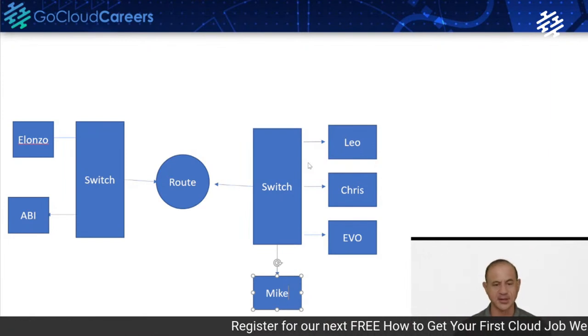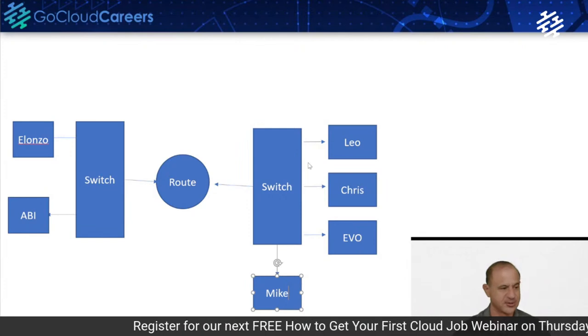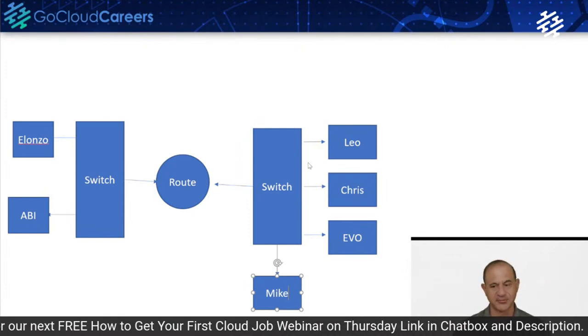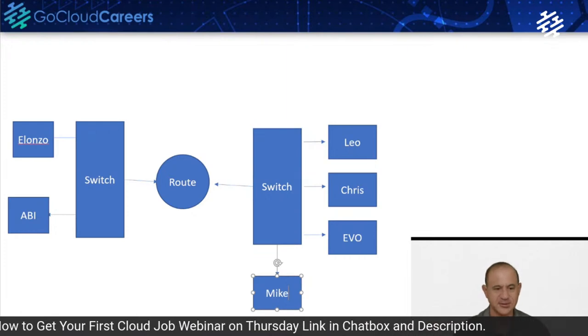But because of the routing, that enables us to do things like access control lists and filtering and things. So we enable ourselves with routing to be able to do so many cool things. And that's the difference between a router, a switch, and a hub.